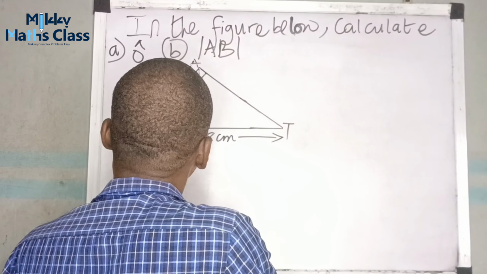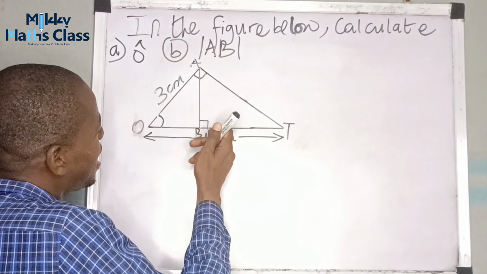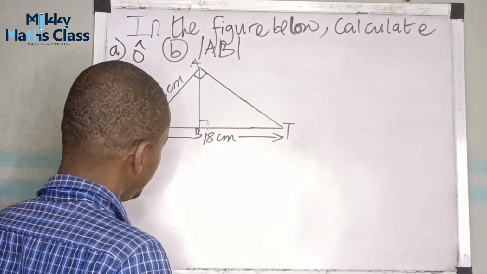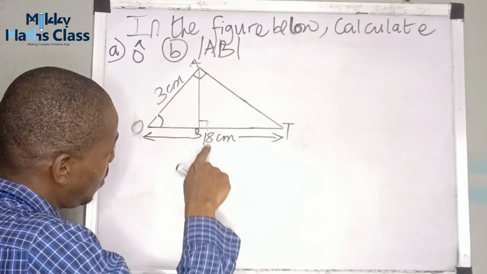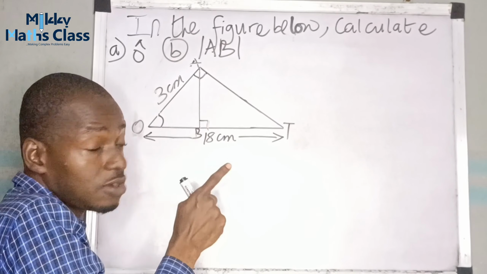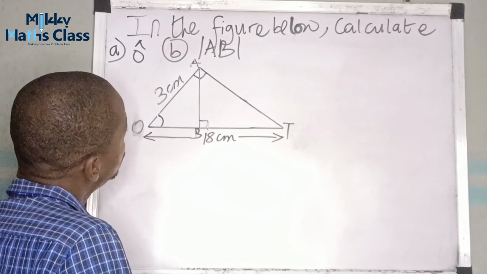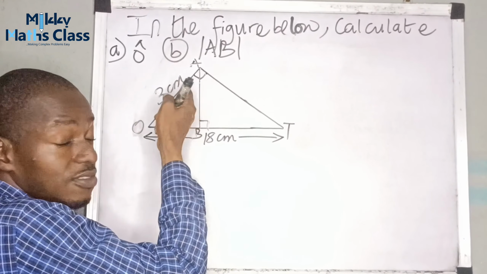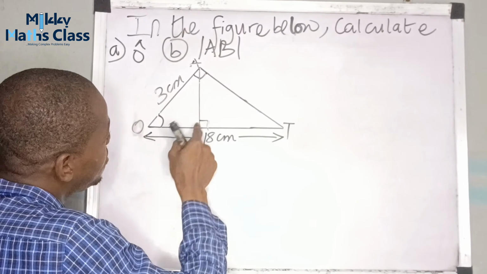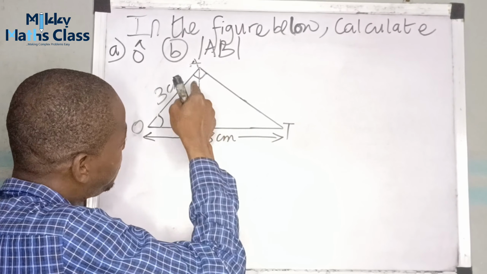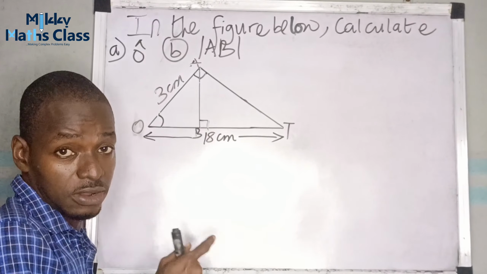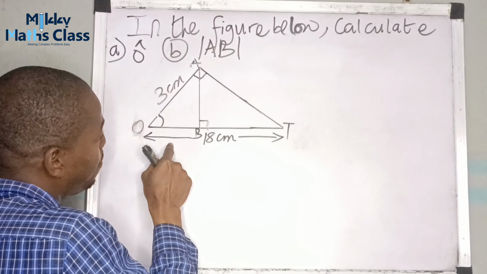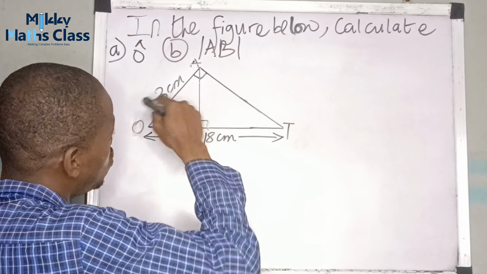Okay, so the first thing we do: wherever you see something that looks like this, you know that angle there is a right angle, and a right angle equals 90 degrees. So in this triangle OAT, the angle at A is a right angle. Any side facing the right angle is what we call the hypotenuse, which is the longest side. So OT here is the hypotenuse in this triangle OAT.